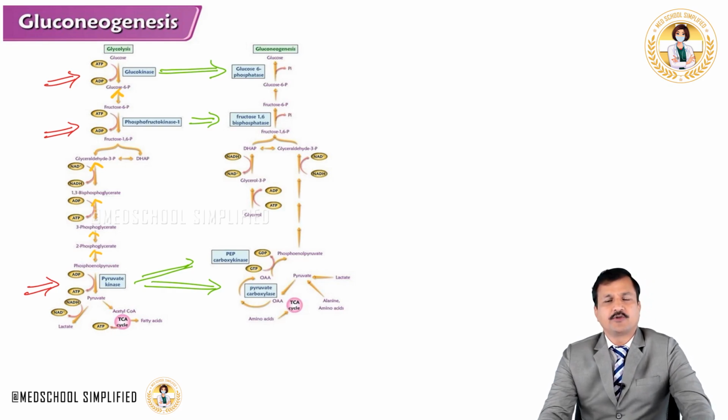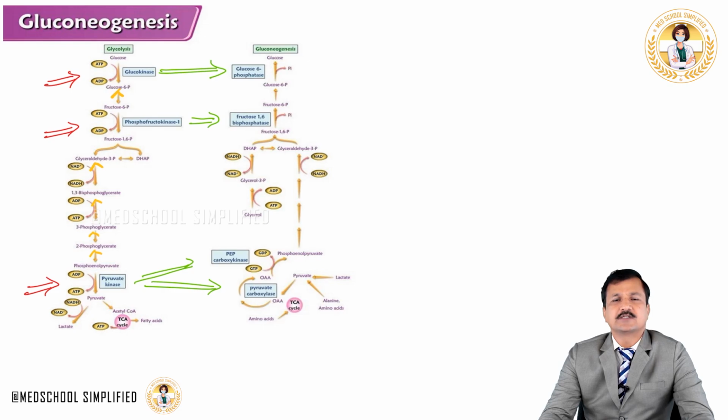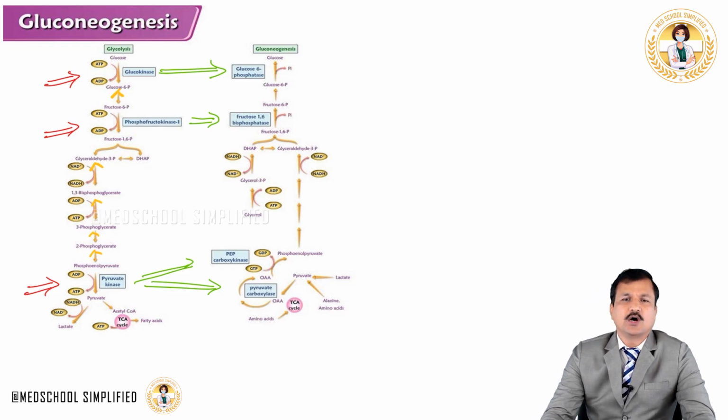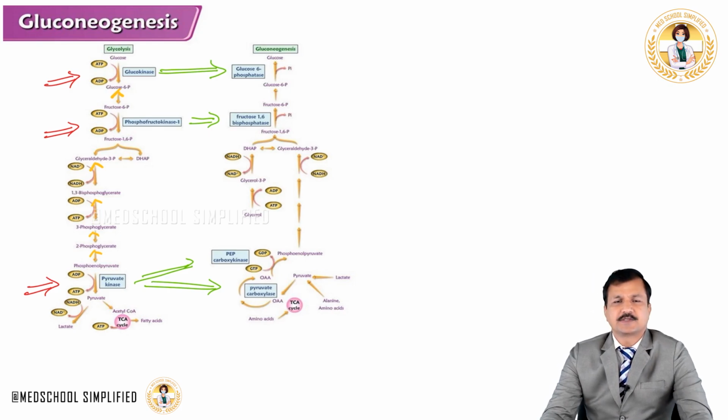So if you know how to reverse irreversible reactions in glycolysis, that means you will understand for sure what gluconeogenesis is. So you don't need to make a special effort to go through the reversible reactions in glycolysis, because the same enzymes are used in gluconeogenesis to reverse in the opposite direction.